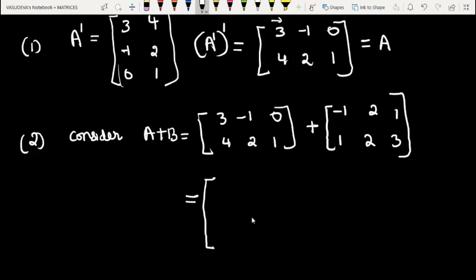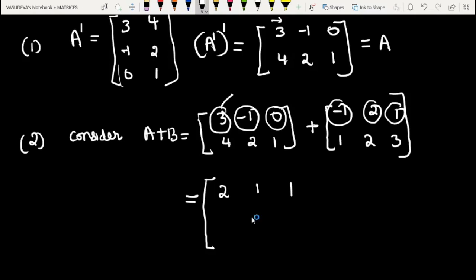So now when you add the corresponding elements, 3 plus minus 1 will be 2. Minus 1 plus 2 is 1, and 0 plus 1 is 1, and 4 plus 1 is 5, and 2 plus 2 is 4, and 1 plus 3 is 4. So this is A plus B.